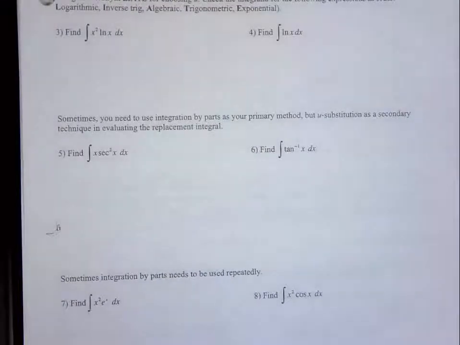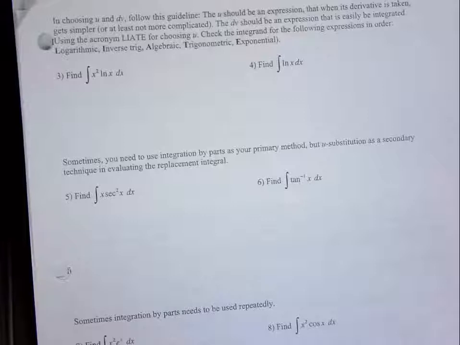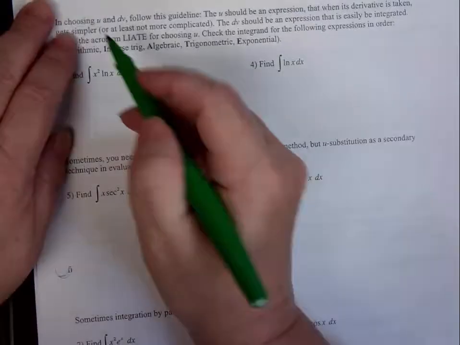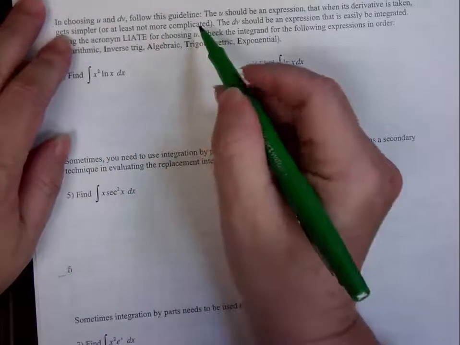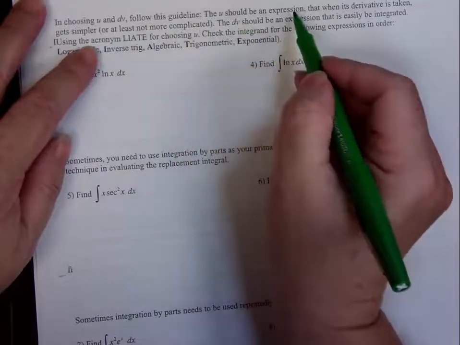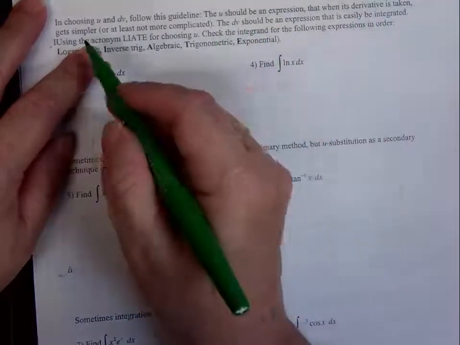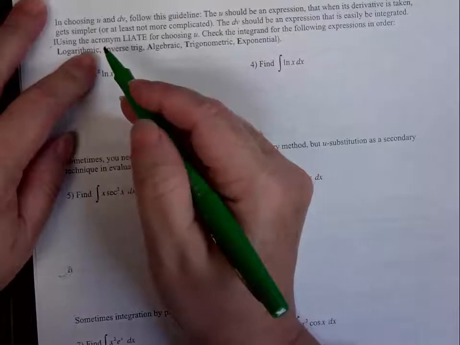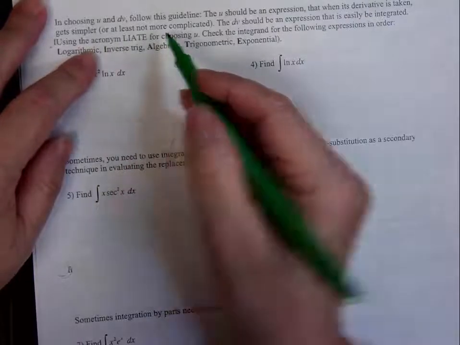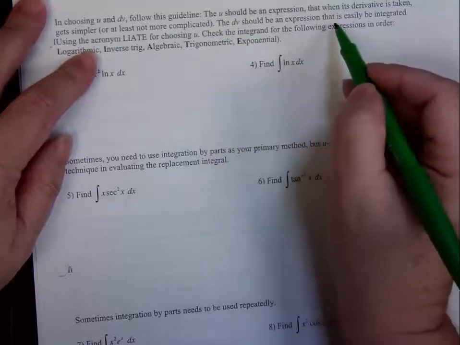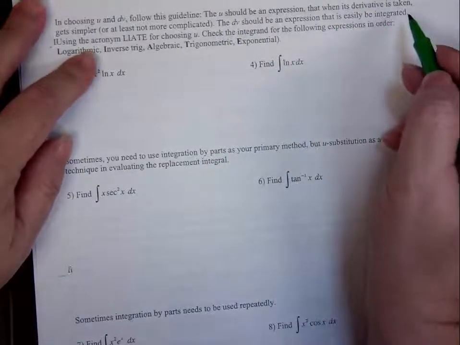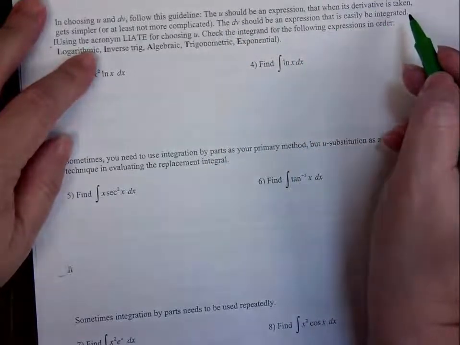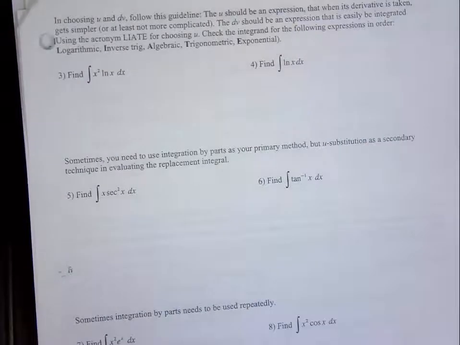Let me scoot it down just a little bit. And this is very important. In choosing u and dv, follow this guideline. The u should be an expression that when you take its derivative, it gets easier. Okay? Or at least not any more complicated. The dv should be something that you know how to take the integral of. Okay? Now, when I was in school, we just had to guess. We just guessed and put things in the different slots and tried to figure out which one was which.